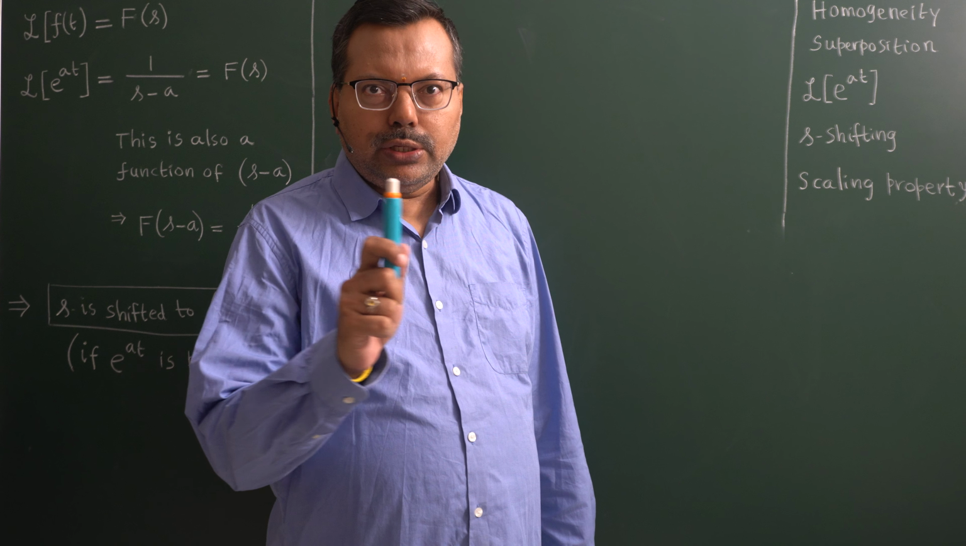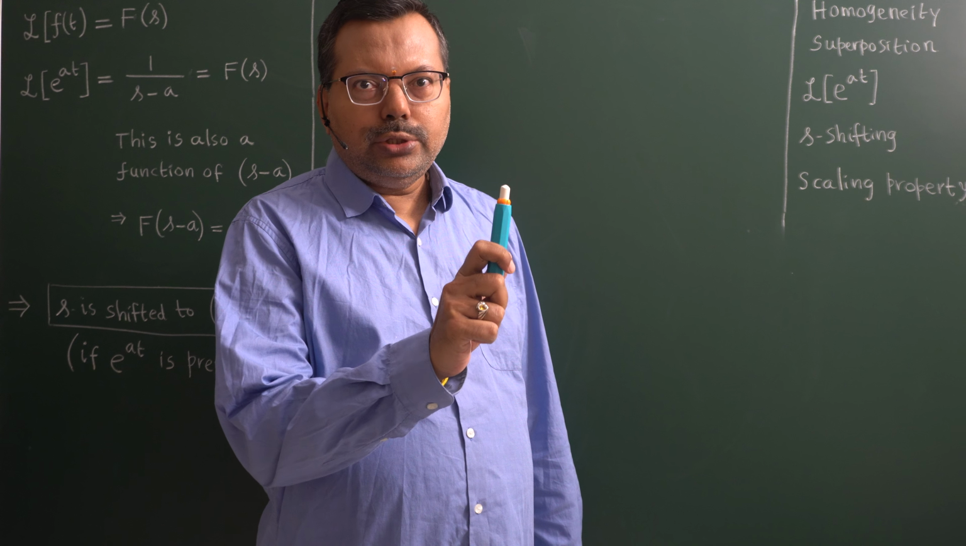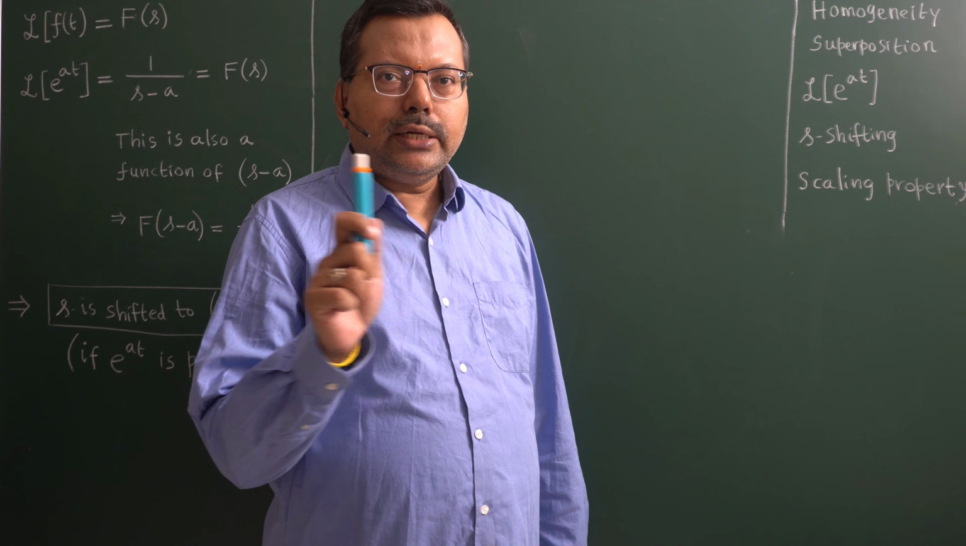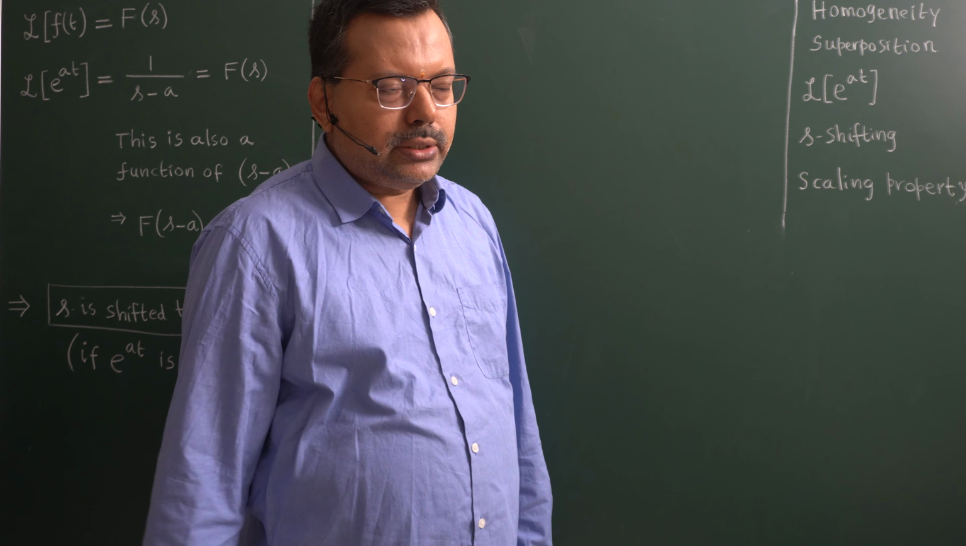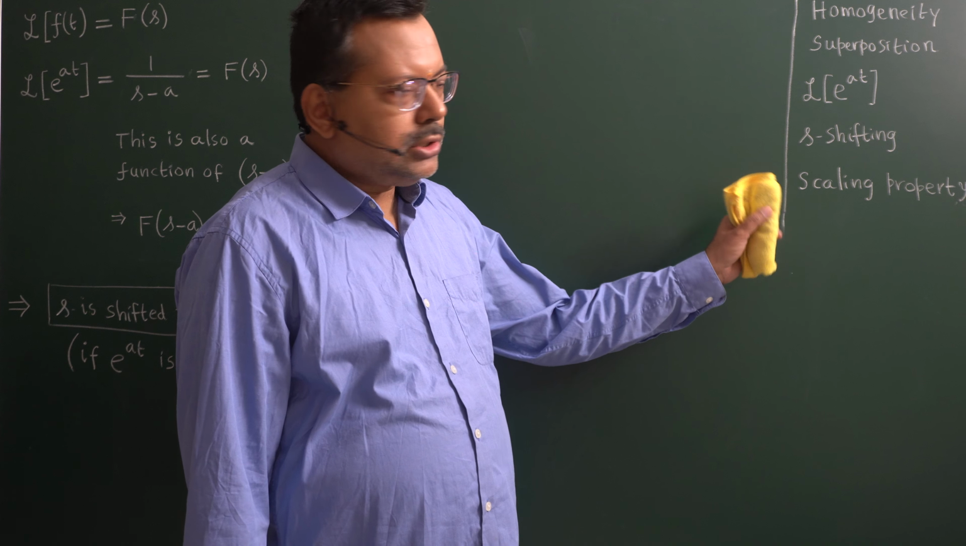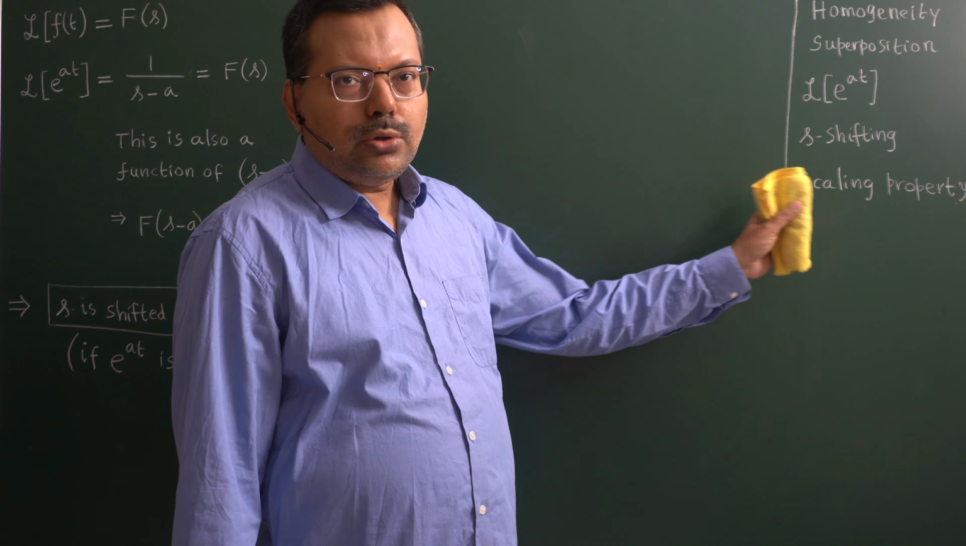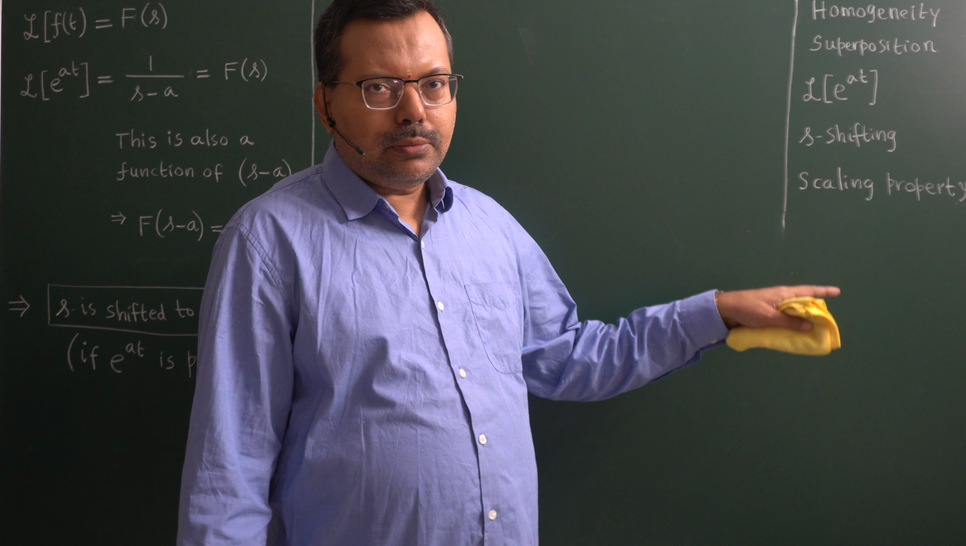Translation means moving. You can either move the vertical axis to the right side or to the left side, so it is called translation. It's also called shifting. Scaling means you can make it grow, or you can make it shrink. Okay, zoom in, zoom out. But that is scaling. Scaling is another property.